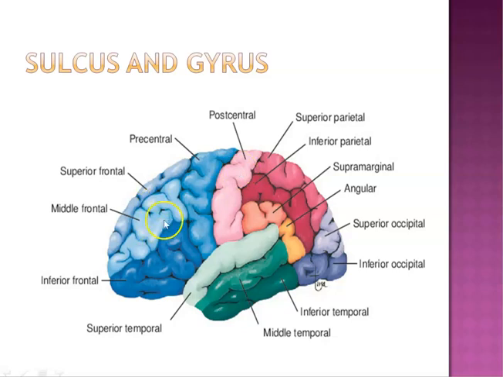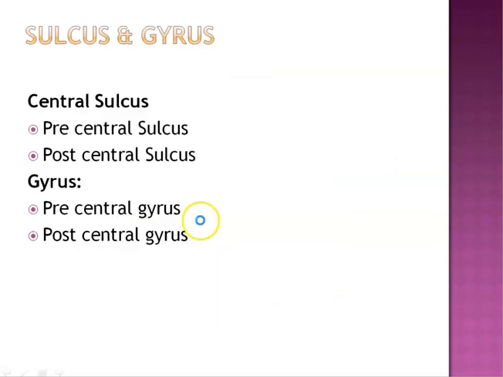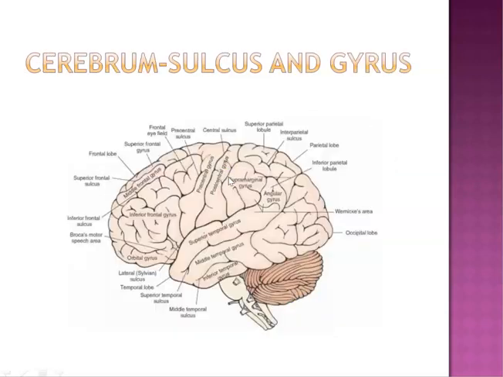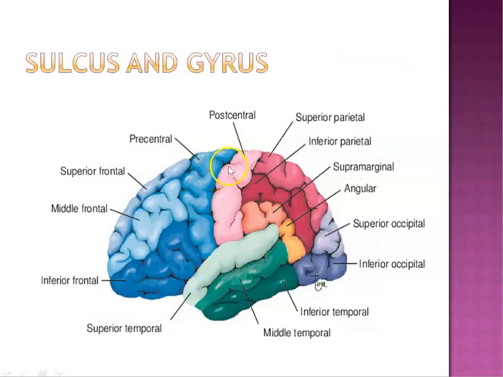So each of the lobes consists of various sulci and gyri. Let us see what are all the sulci which are present. You could see in this diagram, the one lying in the center is called the central sulcus.